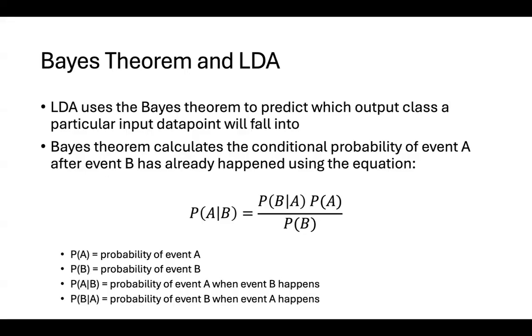LDA uses the Bayes theorem to predict which output class a particular input data point will fall into. The Bayes theorem calculates the conditional probability of event A after event B has already happened using this equation, where this is the probability of event A when event B happens. This is the probability of event B when A happens. This is the probability of event A, and this is the probability of event B.